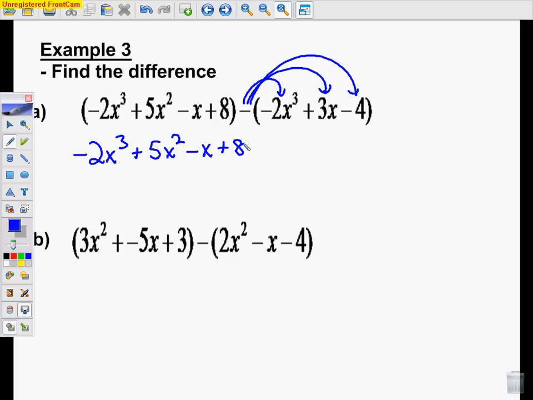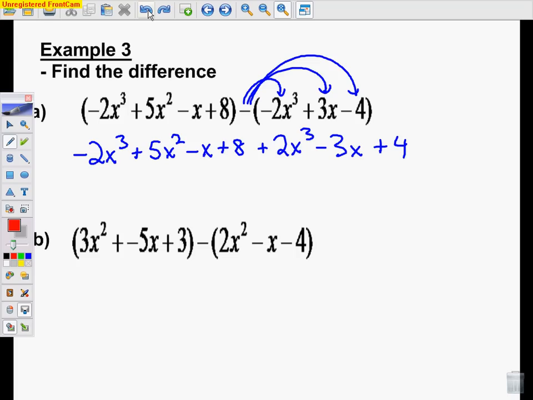A negative and a negative combine to be a positive. So that's positive 2x cubed. And then negative 3x. And then positive 4. You could have also thought of this as distributing a negative 1 into the parentheses. Negative 1 times negative 2x cubed is positive 2x cubed. Negative 1 times positive 3x is negative 3x. Negative 1 times negative 4 is positive 4. All that good stuff. All right, now that you've distributed your negative, we're right back to what we did in example 2, just combine like terms.